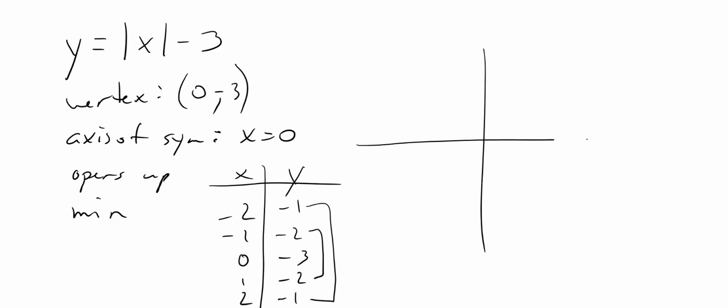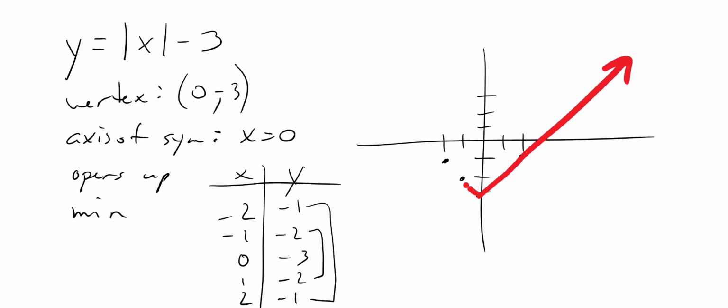Okay, and let's go ahead and graph it. So negative 2, negative 1, negative 1, negative 2, and 0, negative 3, and 1, negative 2, and 2, negative 1. Okay, and that's it. Sweet.